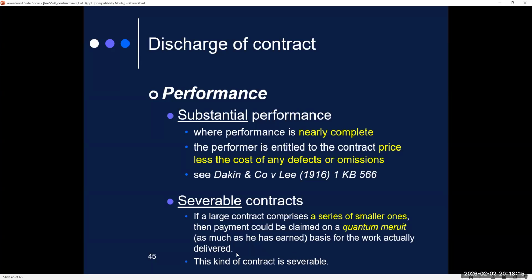So we have a big contract. We may have a contract for, say, constructing a building phase by phase: phase 1, phase 2, phase 3, phase 4. Then phase 1 may be a smaller contract, phase 2 also a smaller contract, if you compare to the entire development. A series of smaller ones. Then we can have the contract completed for that phase 1. We can bring that phase 1 contract to an end. That is a severable contract.